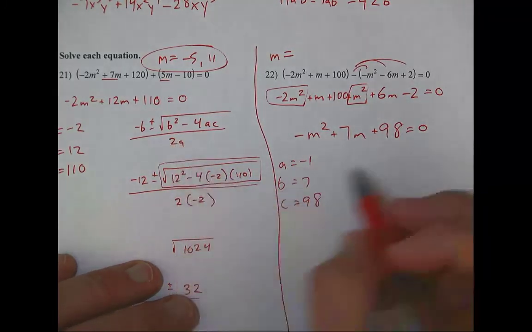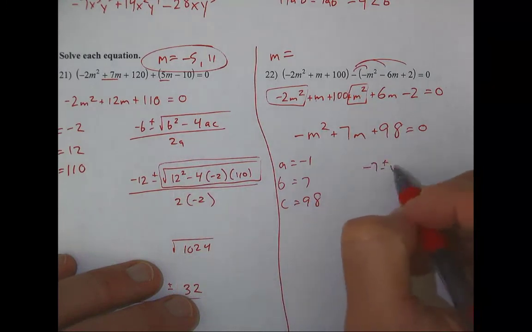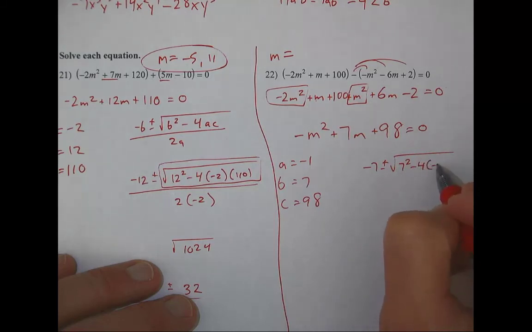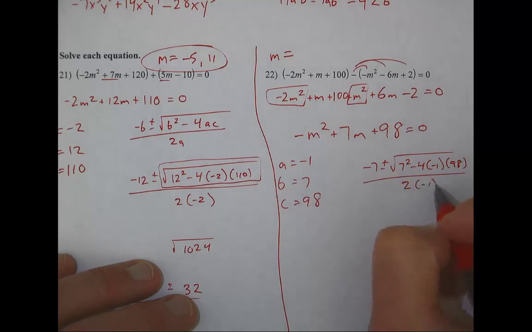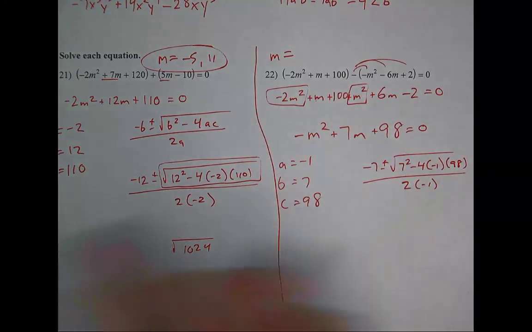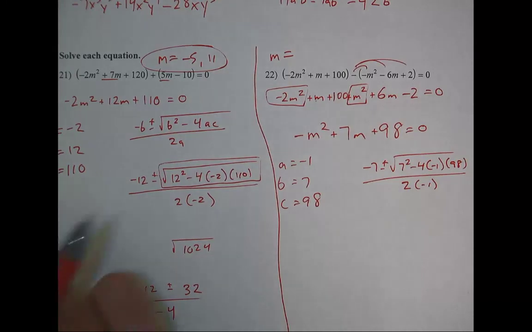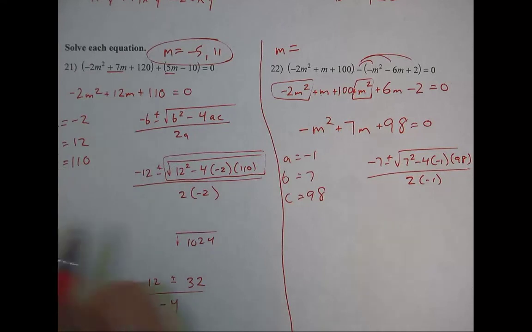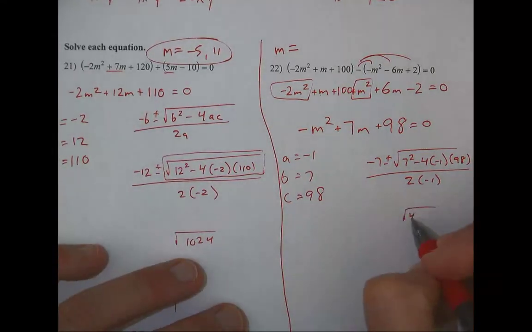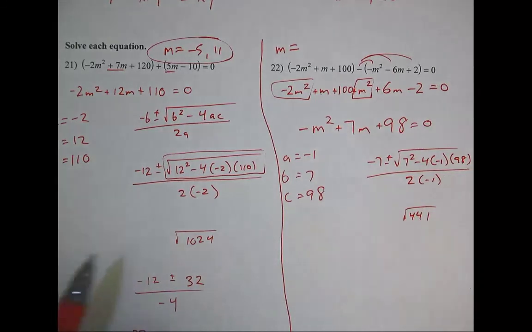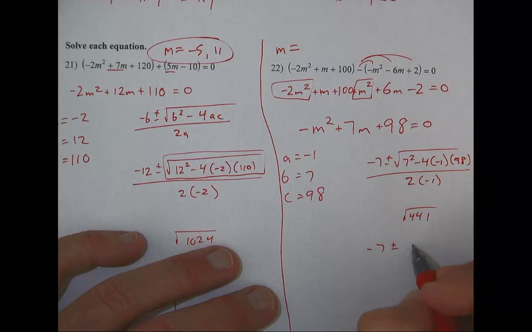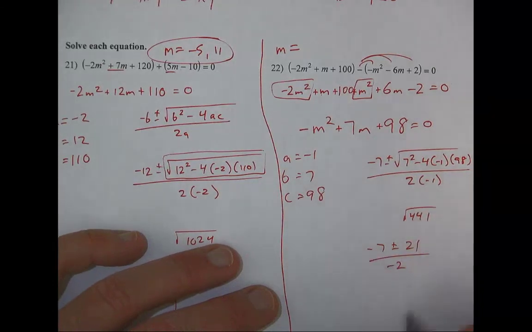So plug it into this. Negative B would be negative 7. Plus or minus the square root of 7 squared minus 4 times negative 1 times 98 over 2 times negative 1. All right, so let's do the discriminant here. 7 squared minus 4 times negative 1 times 98. You're going to get square root of 441. Let's do that. It's 21. So negative 7 plus or minus 21 over negative 2.